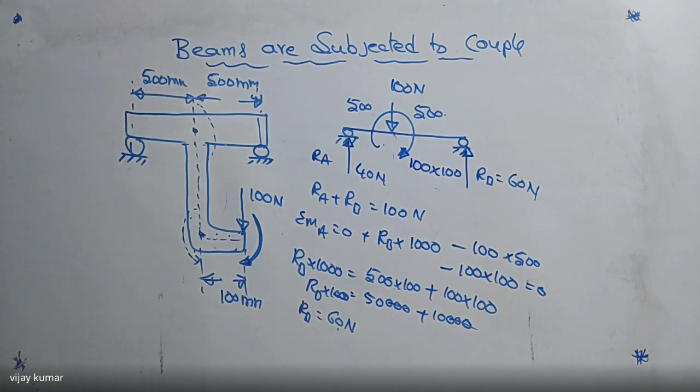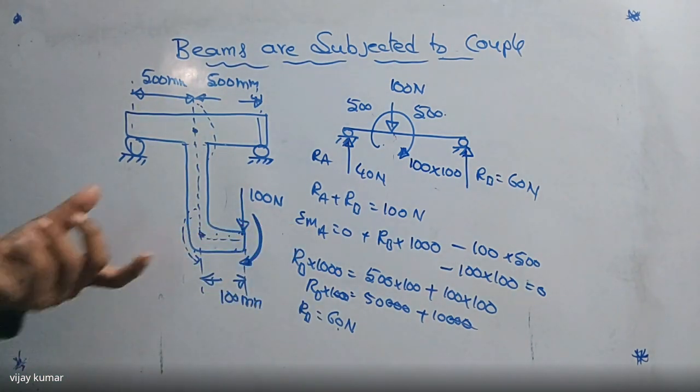So, yesterday I explained how to draw the shear force and bending moment diagrams for a simply supported beam subject to a point load, a uniformly distributed load, a uniformly varying load, and also a couple. This is the problem given. I told you yesterday.